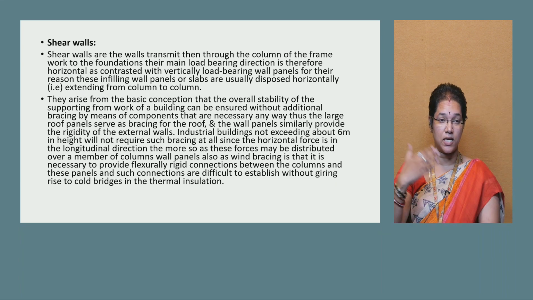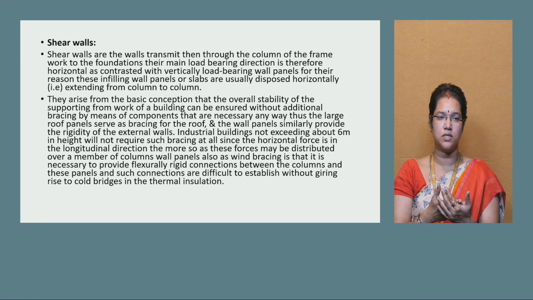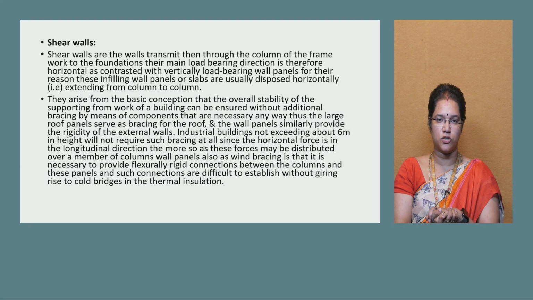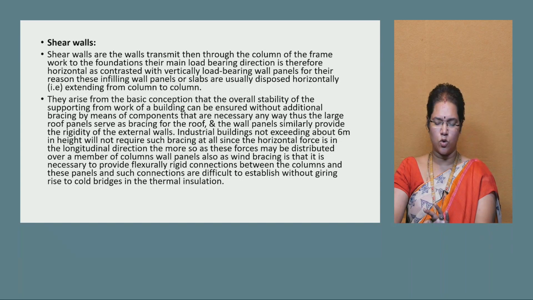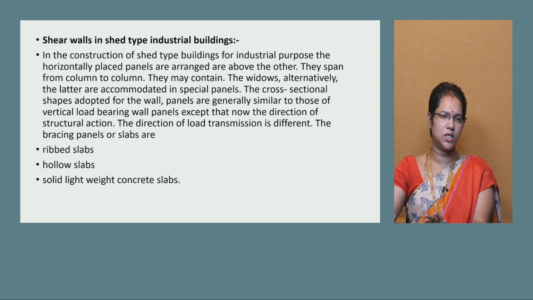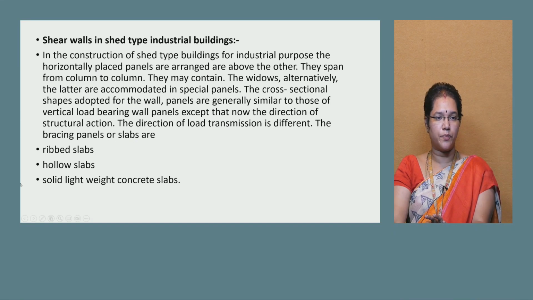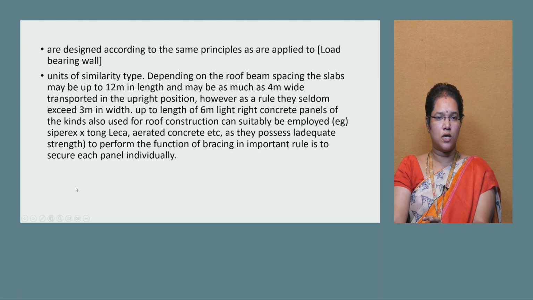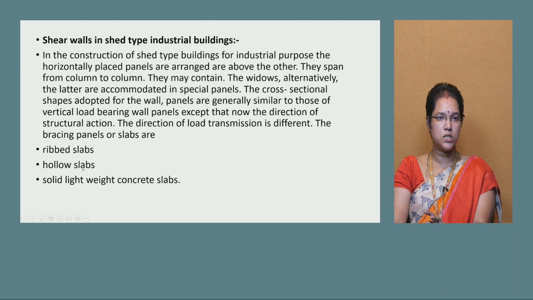Industrial buildings not exceeding about 6 meters in height will not require such bracing at all, since the horizontal forces in the longitudinal direction will be distributed over the columns and panels, so wind bracing is there. So we have to provide flexibility or rigid connections between the columns and these panels. The cold rolled sections and hot rolled sections of steel, everything will be considered here. So the direction of the load transmission is different. The bracing panels or slabs are ribbed slabs, hollow slabs, or solid lightweight concrete slabs. So these are the minimum considerations we are going to use for the shear walls in the industrial building.